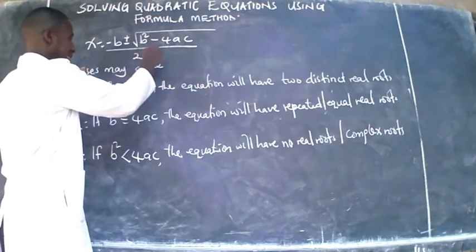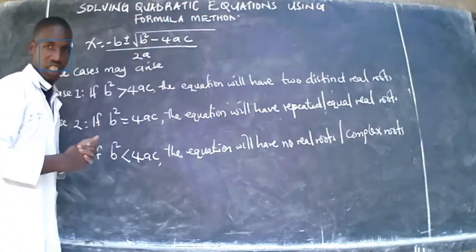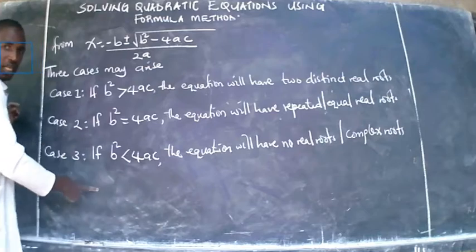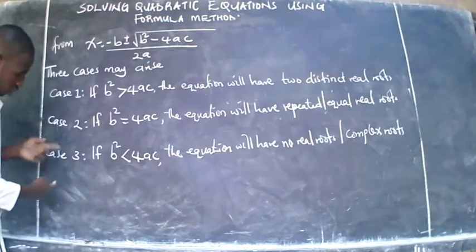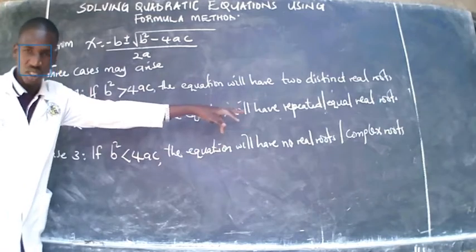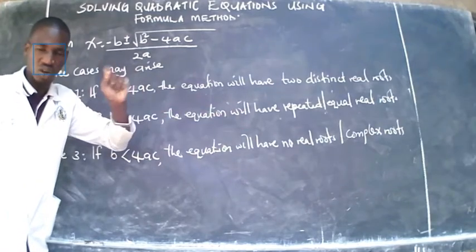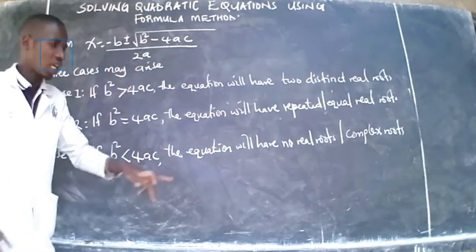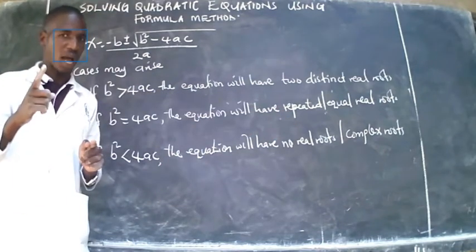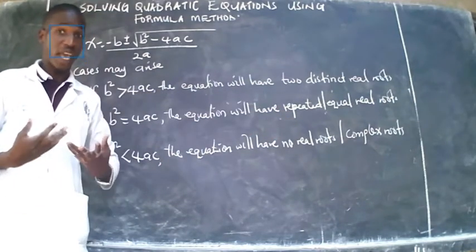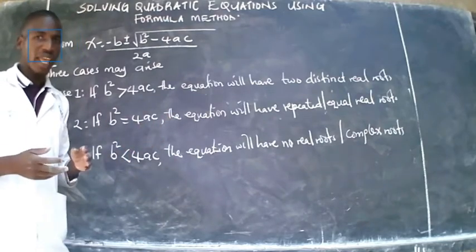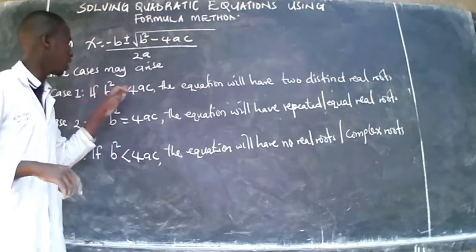Now, if we have b squared less than 4ac, we get case number 3. The equation will have no real roots. Why? You can never get the square root of a negative. And so we say it has a complex root. If b squared is less than 4ac, you get a complex root.